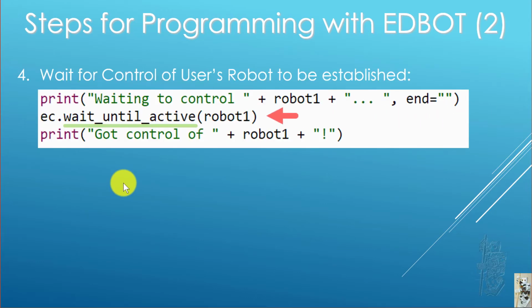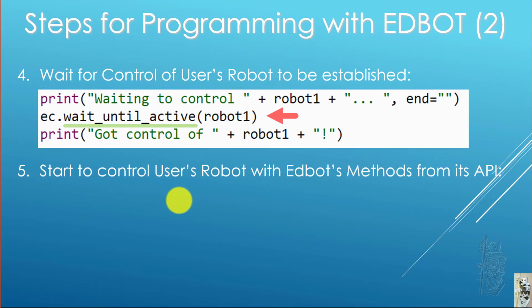Next step, we use the method wait until active to wait for control of the robot to be established. It has to go through Bluetooth and all of that, so it takes some time. Once you get to this stage, you're ready. You can use the robot with whatever method from its API.